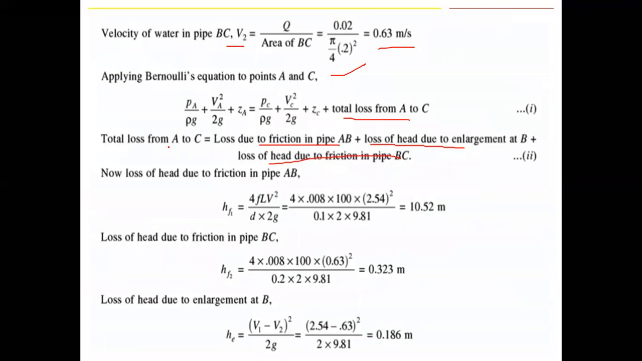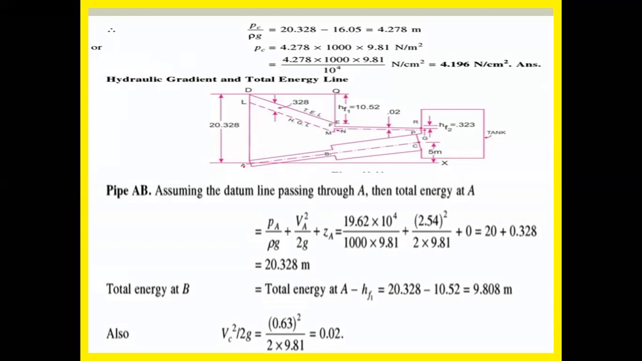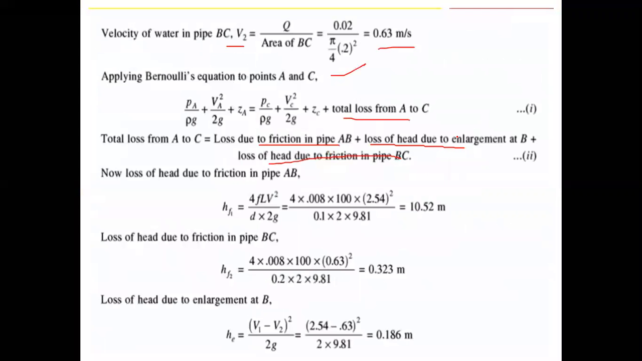Total energy from A to C: loss due to the friction in the pipe AB plus loss of head due to enlargement at B plus loss of head due to the friction of the pipe BC. Therefore, the loss of head due to AB: the formula is this one. Applying 4 into 0.008 into 100 into V square by D into 2g, the value is 10.52.